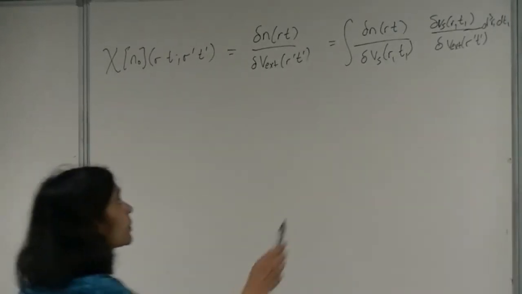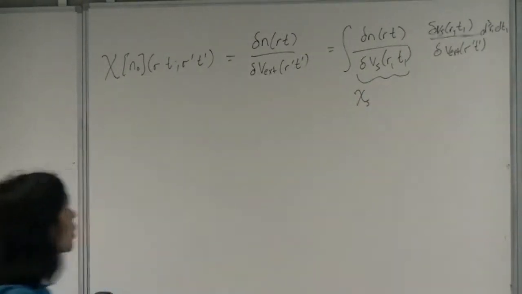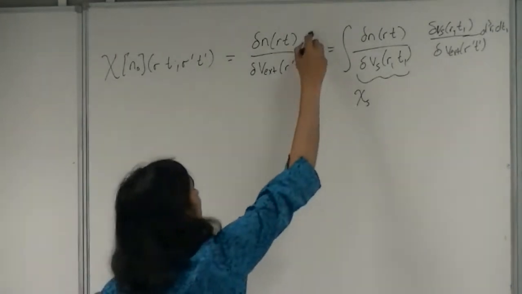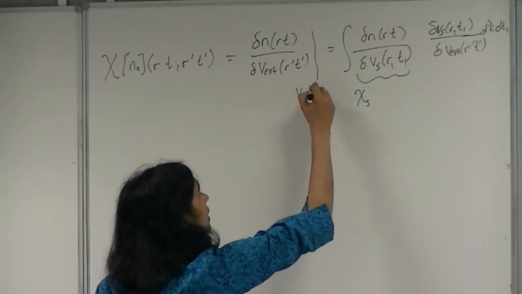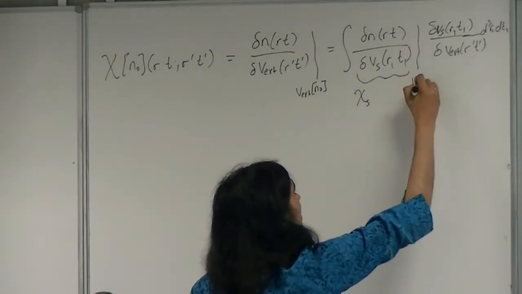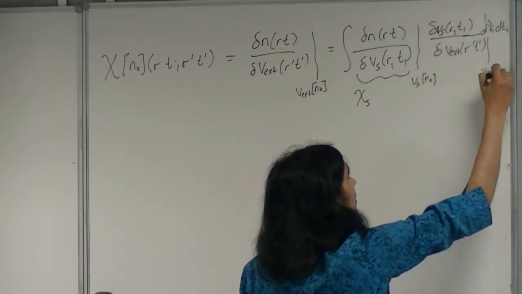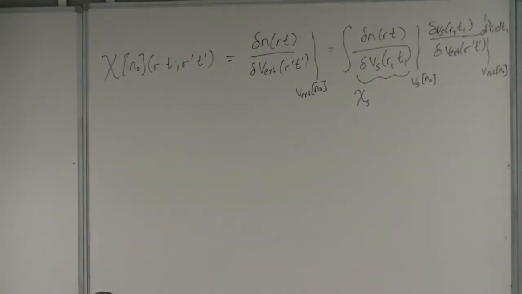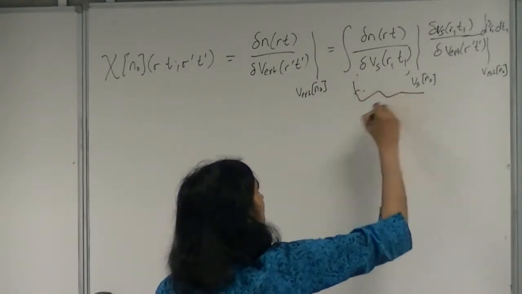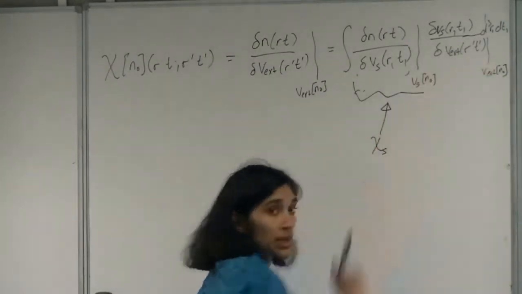Okay. But why did we do this? Well, now you see we have this. This is chi-S. And actually, I should be a little more precise here. So when we do this, how do we evaluate these things? We're evaluating this around a v external that's corresponding to this ground state density. And here again, this we evaluated around vs at the ground state density, and so on, just to put in where we're evaluating functional derivatives around. Okay, so this term here is how we defined chi-S. So all we need to do is evaluate this term.